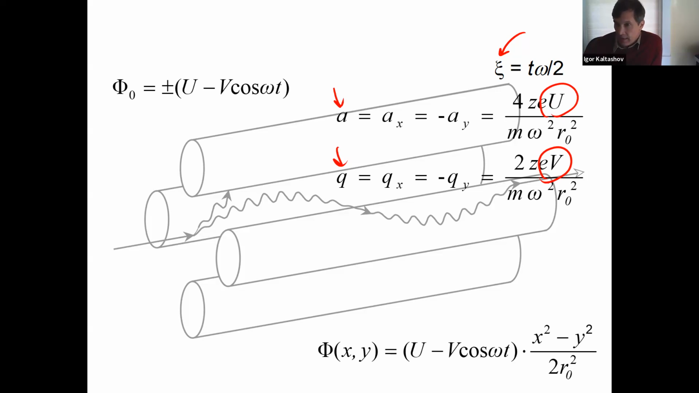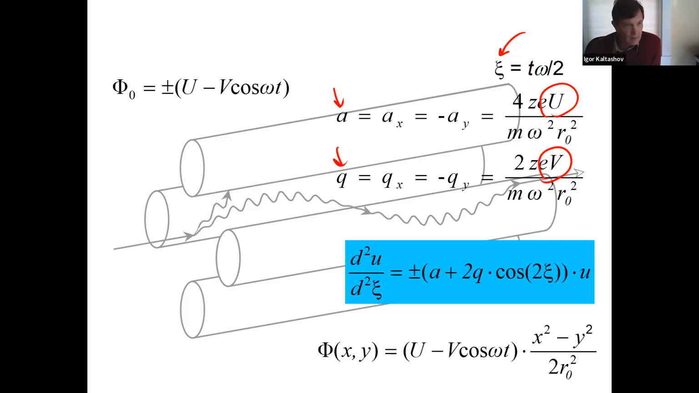And the behavior of your ion inside this field will be described by this differential equation. In mathematics, it has its own name. It's called the Mathieu equation. And even though it doesn't have analytic solutions, what we can do, and how many of you have taken a differential equations class?